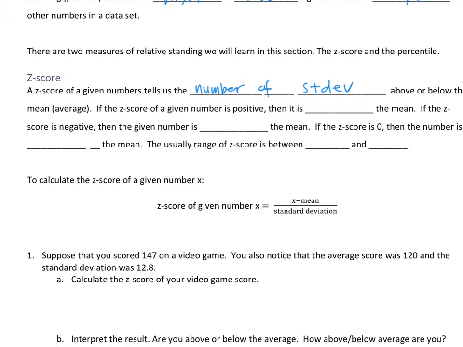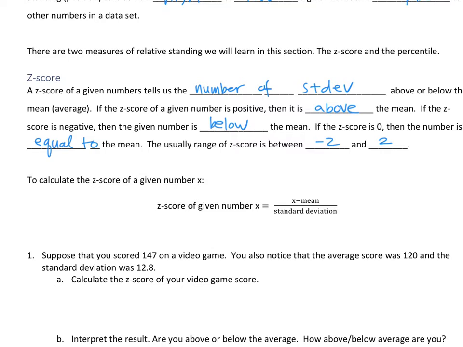The z-score basically tells you that if the z-score of a given number is positive, then it is above the average. If the z-score is negative, then the given number is below the average, below the mean. If the z-score is equal to zero, then the number is exactly equal to the mean. The usual range of z-score is between negative 2 and positive 2. So the higher the z-score, the more above the mean you are, and the more negative the z-score, the more below the mean you are. So how do we actually calculate the z-score? Take your score, subtract the mean, and then divide that by the standard deviation. This tells you how many standard deviations above or below the mean you are.